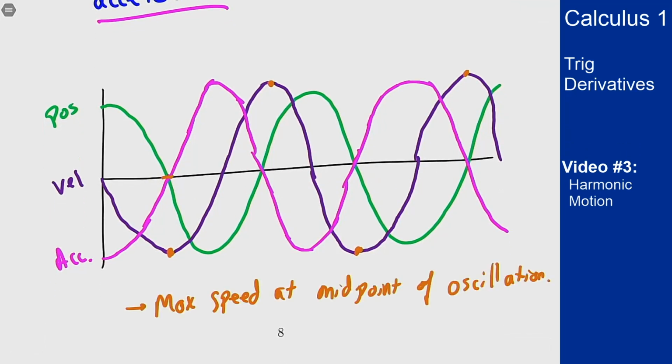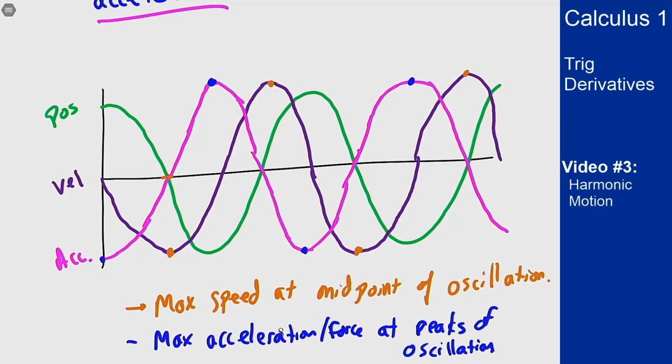Whereas the acceleration is maximized, at least in magnitude, at the opposite points. And that occurs when the object hits the peaks of its oscillation. So that's when the object feels the most force, when it hits the peak and the acceleration has to turn it around, start moving back the other way. So those are just a few things you can tell from this picture, and things that you can now figure out because we know how to differentiate trigonometric functions, which can be used to model this sort of harmonic motion.